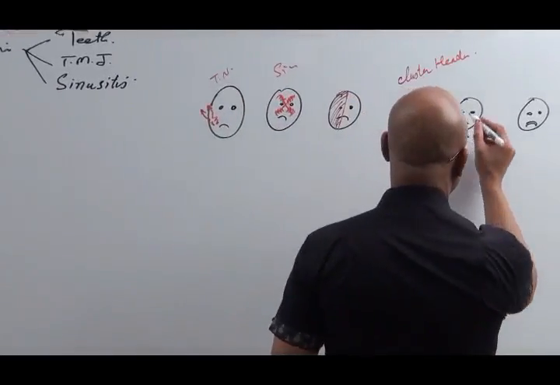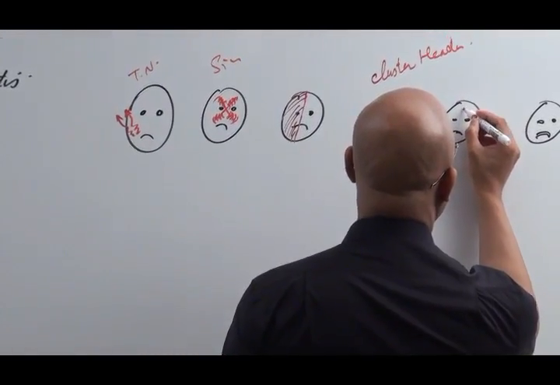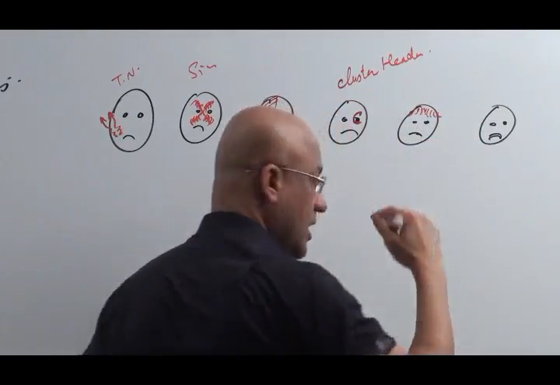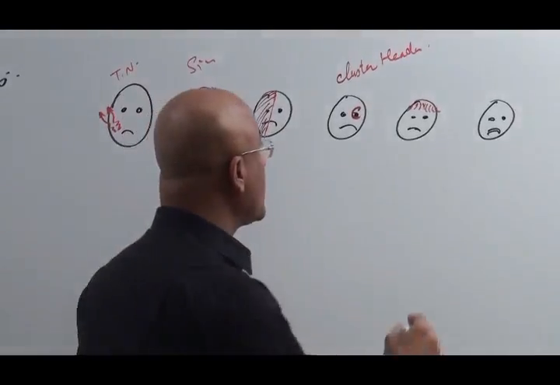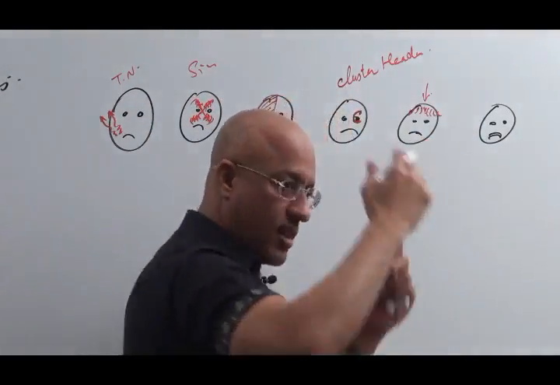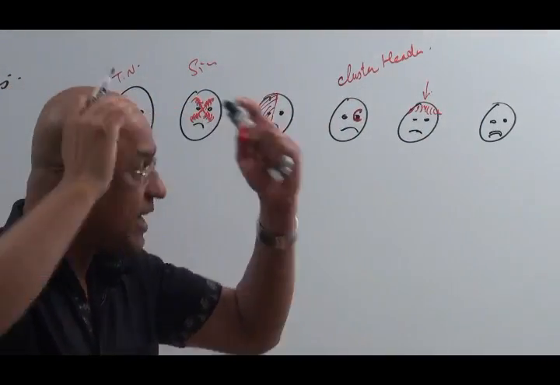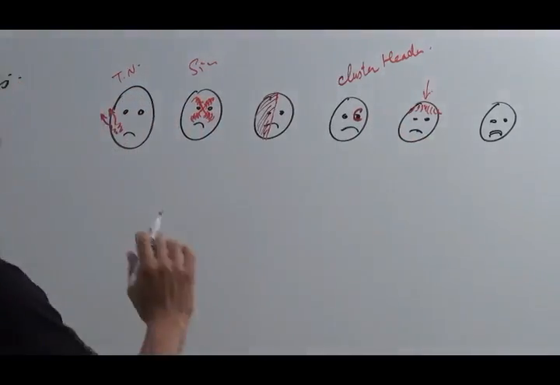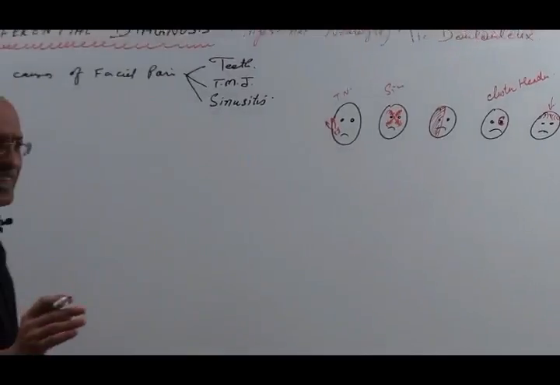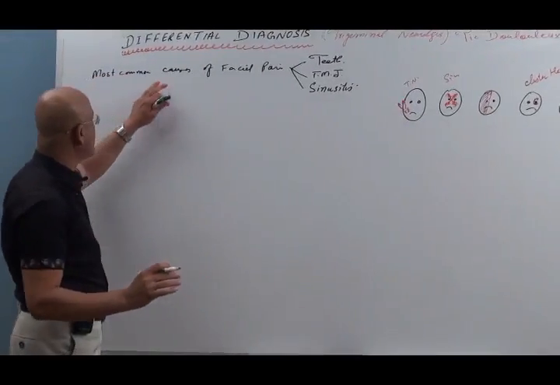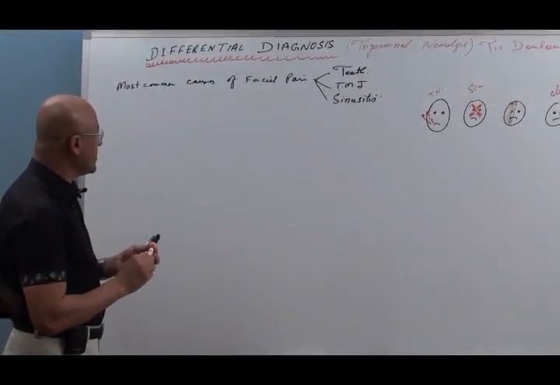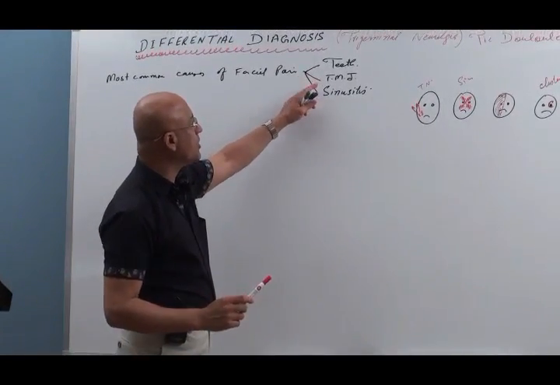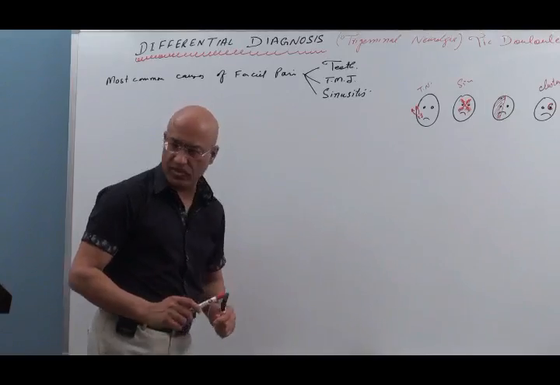Another pain which can be there is tension headache. Tension headache is a band-like pain, or a heavy weight on the head. This is the distribution of tension headache. But we are not doing the headache differential diagnosis at this moment. We are just doing differential diagnosis of trigeminal neuralgia. So I told you the most common causes of facial pain are teeth, temporomandibular joint, and sinusitis.